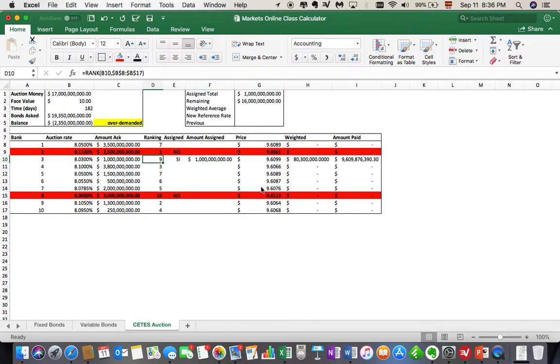Which is the second lowest rate? Let's look for number 8. We don't have number 8 because we have two identical rates. So it's 7. So both 7s are assigned.